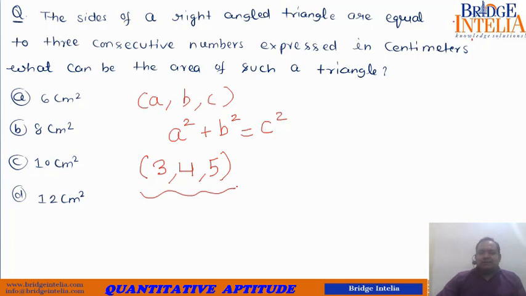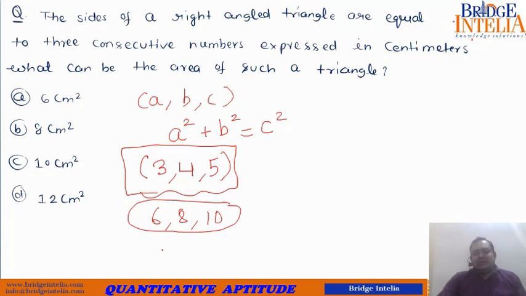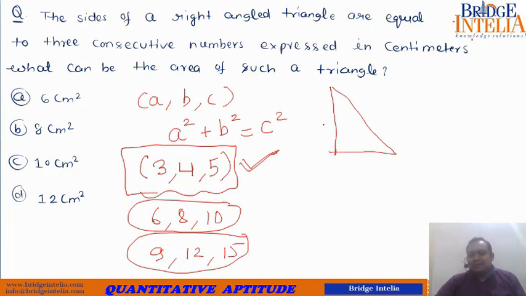This triplet is the basic triplet used to form the other Pythagorean triplets. For example, if you double this, 6, 8 and 10, this also is a Pythagorean triplet. If you triple this, that means 9, 12 and 15, this is also a Pythagorean triplet. But when we talk about consecutive numbers, this is the only triplet. Since we are talking about the Pythagoras theorem, we are referring to a right angled triangle. So if this side is 3, this is 4, this is 5, then this is 90 degrees.